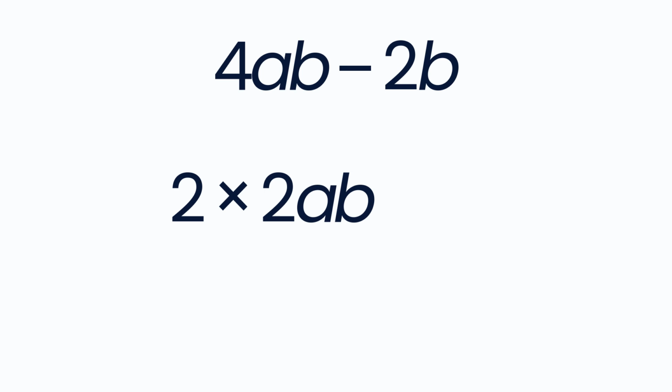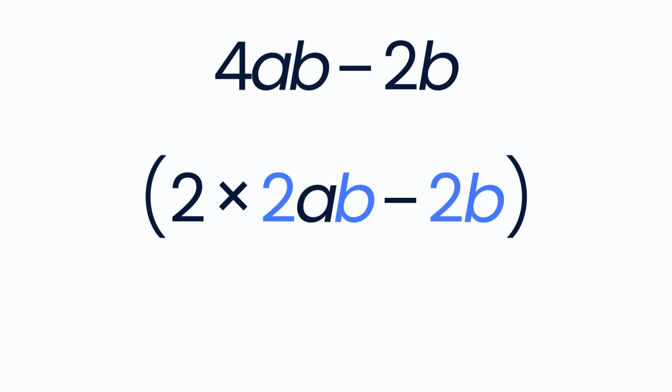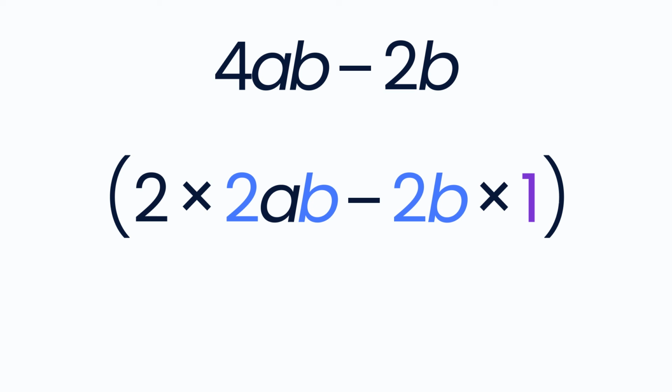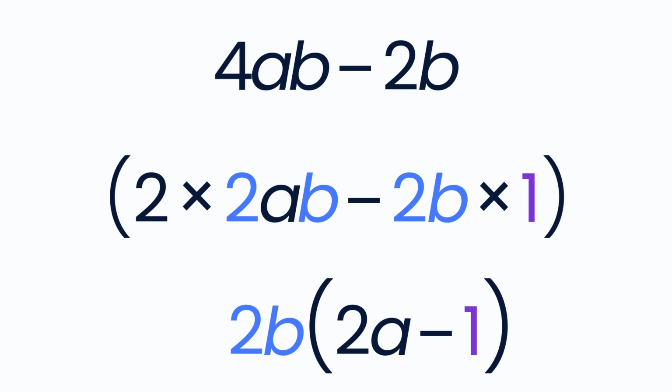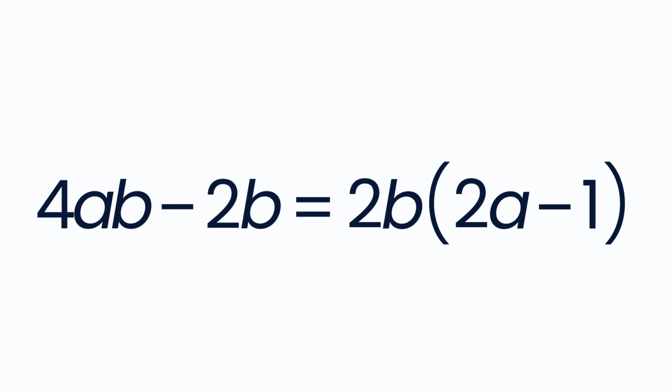We'll look at this example. 4ab minus 2b. The first term factorizes into 2, a, and b. The second term factorizes into 2 and b. So the common factors are 2 and b, which means that you'll have to leave the factor 1 when you pull 2b out of the parentheses. The result is 4ab minus 2b equals 2b times the expression 2a minus 1.